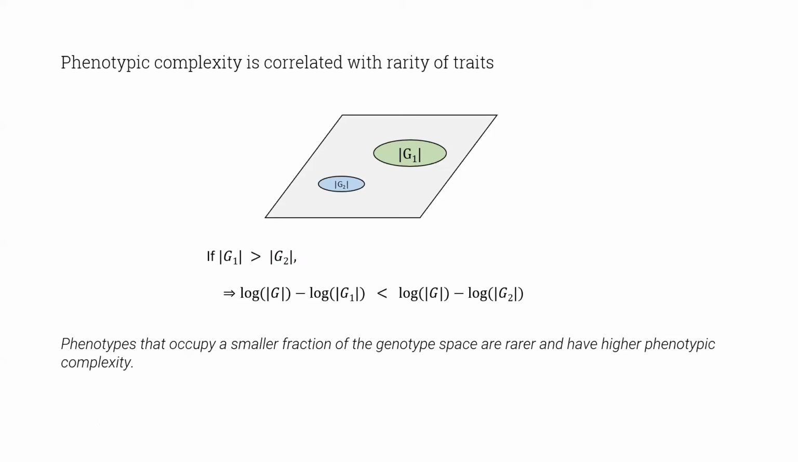Now this definition of phenotypic complexity has some particularly interesting features. The first one is that it is correlated with the rarity of traits. For example, if phenotype 1 has a part of genotype space G1, and this space is bigger than G2, then the complexity of phenotype 1 is smaller than the complexity of phenotype 2. That is, the more rare a trait is in the genotype space, the more complex it is.